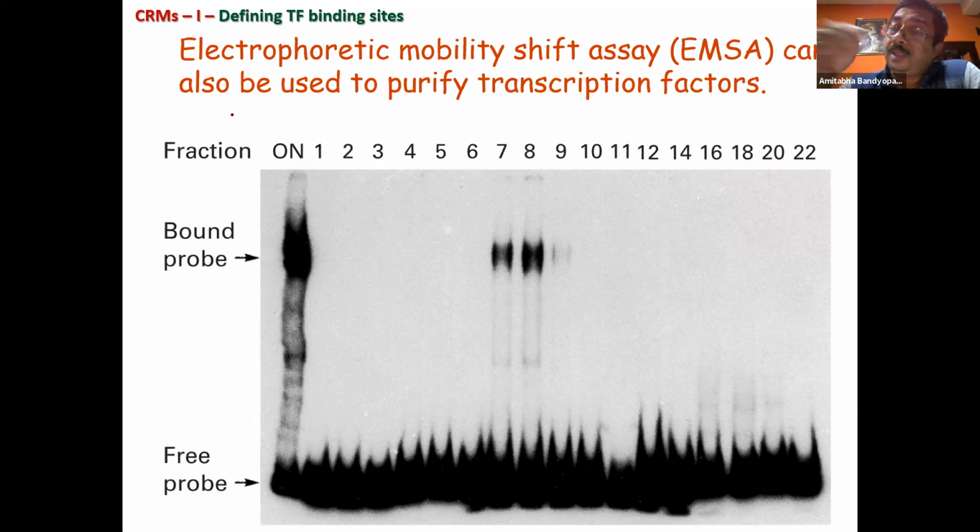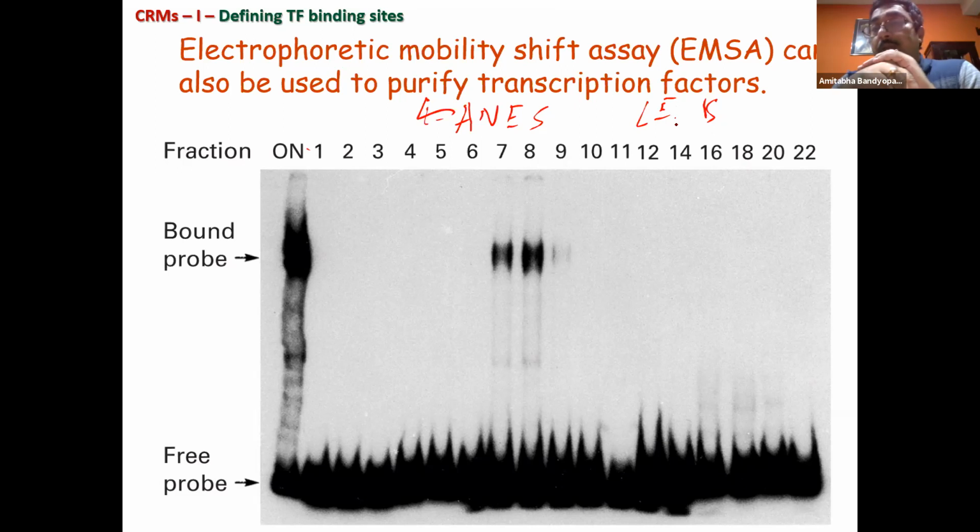Now, in the other lanes, these are called lanes, and we are talking about the lens tissue, sorry for the confusion. You take nuclear extract from lens tissue and you incubate it with the radioactive piece of DNA, and you run it on a gel.